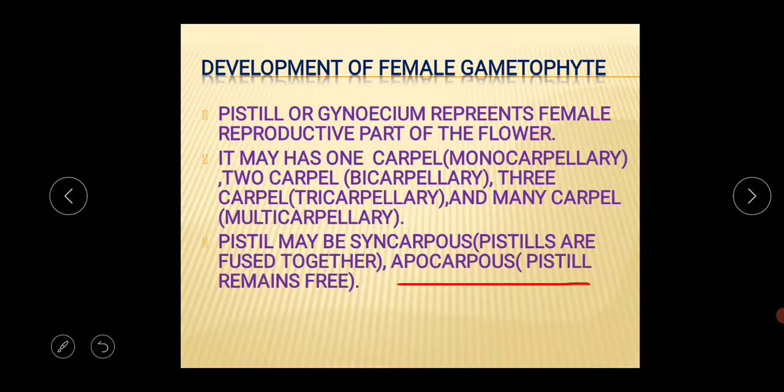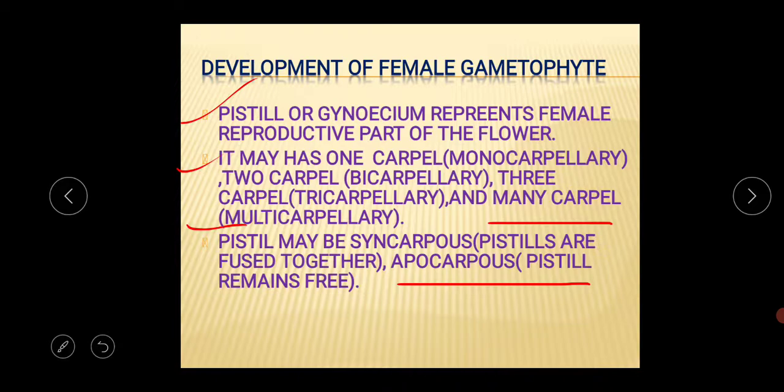So I am repeating again. In the flowering plant's body, this female gametophyte is collectively called the pistil or gynoecium, and it may have one carpel, called monocarpellary. It may have two carpels, called bicarpellary. It may have three carpels, called tricarpellary. And which system has many carpels, that's called multicarpellary.